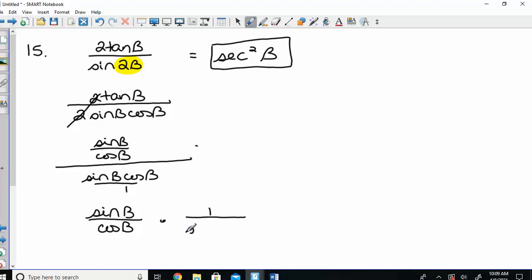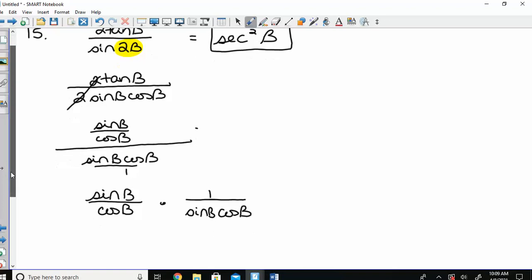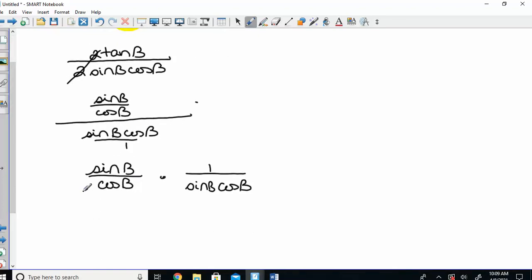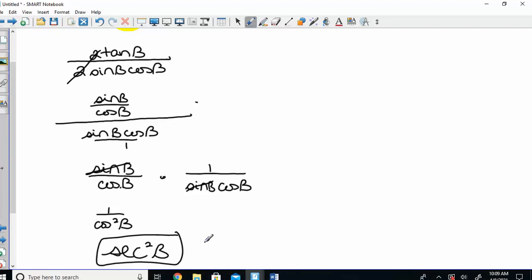So if I flip and multiply, what happens? So I have 1 over cosine squared b. Cosine times cosine. And what's the reciprocal of cosine? So that is secant squared b, which is what we wanted. Is that okay with everybody?